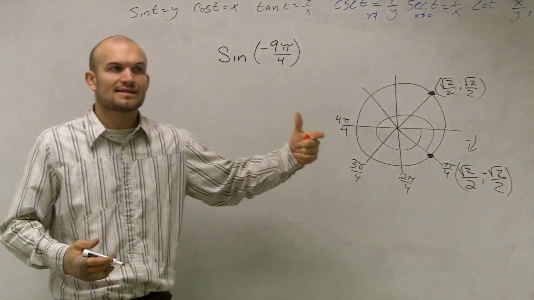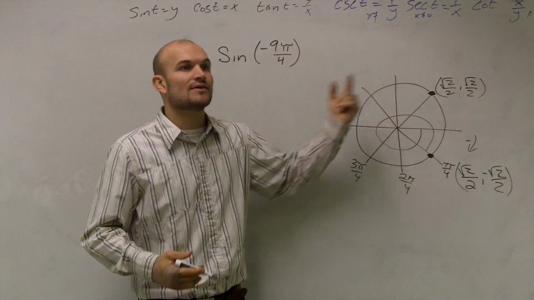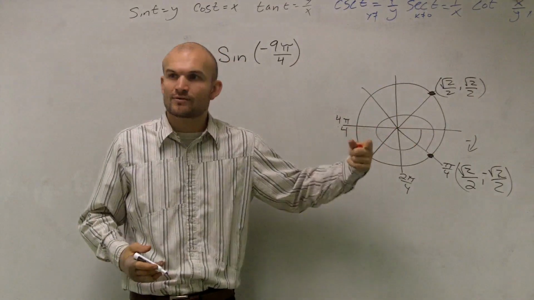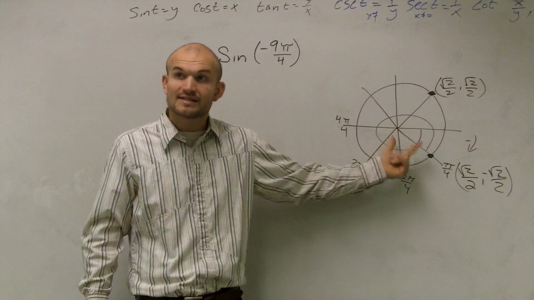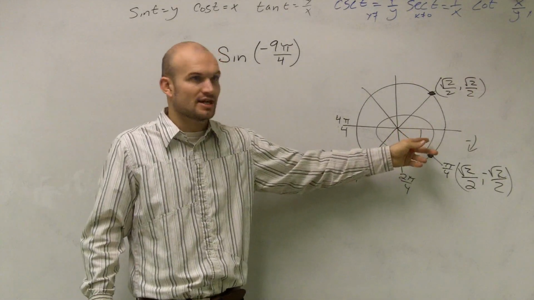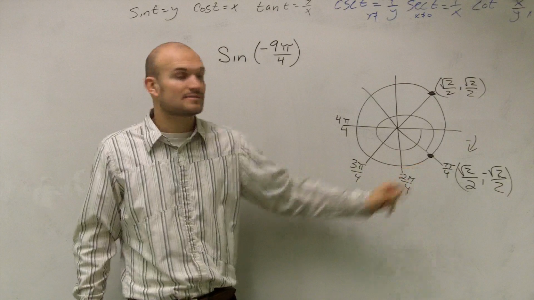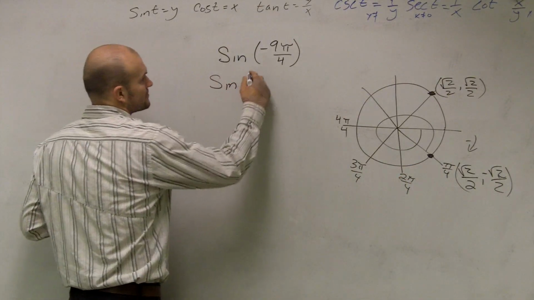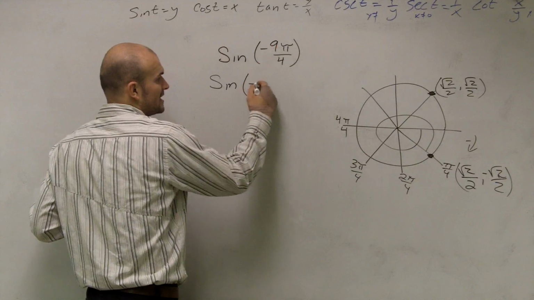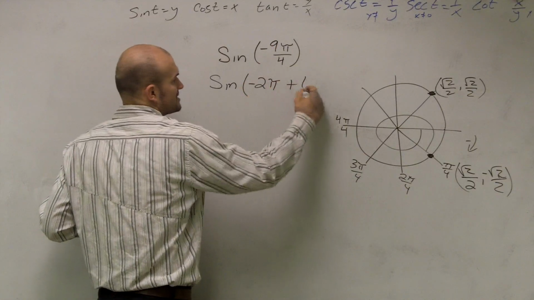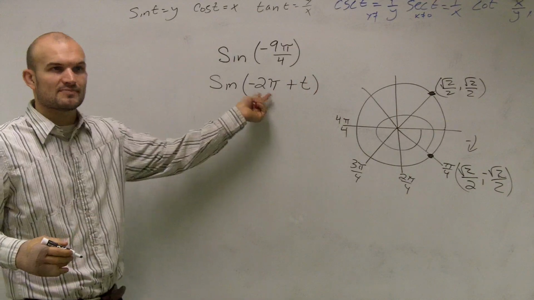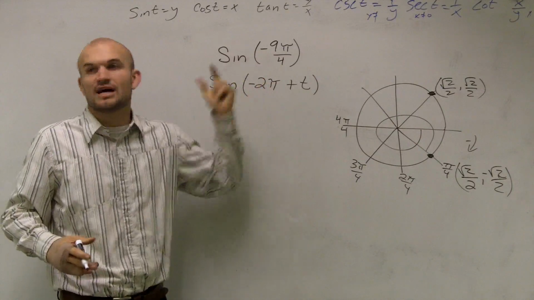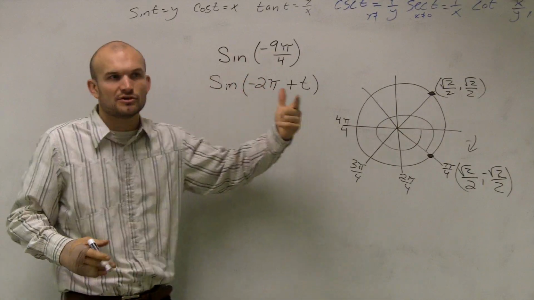Angles a lot of times can go around and around, and then finally end at a point. But we don't care how many times it went around when we need to find our point, do we? We just need to find how far it goes after it's done its revolutions. So we're going to write this as sine, and since it's negative, of negative 2 pi plus t. We don't really care about this part, this is just redundancy, just going over revolutions.